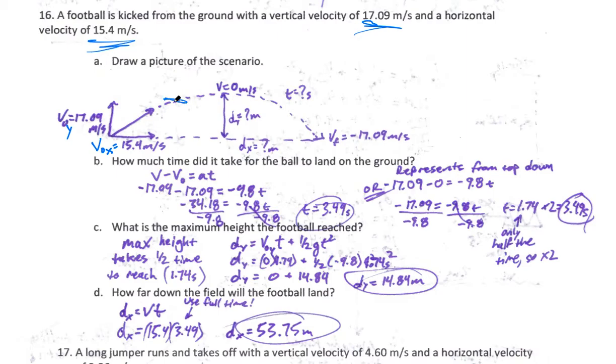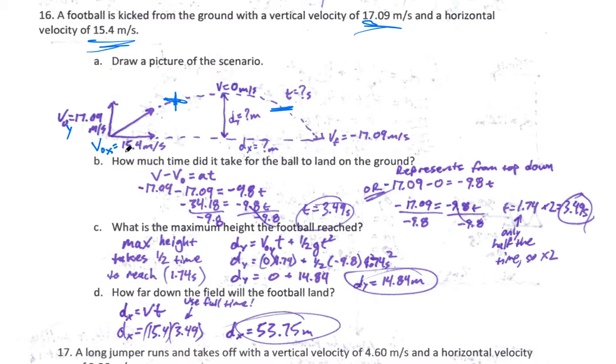If it's going from a positive direction to a negative direction, it had to cross 0, right? So we know this always. Our maximum height is always going to be 0 meters per second. All right, so our final velocity we know is just the reverse of whatever our initial velocity was. So if it was 17.09 meters per second up, well, it hits 0, and then by the time it falls back down, it gets to negative 17.09 meters per second.